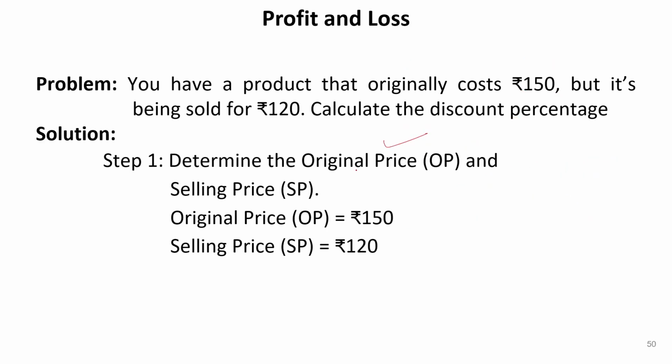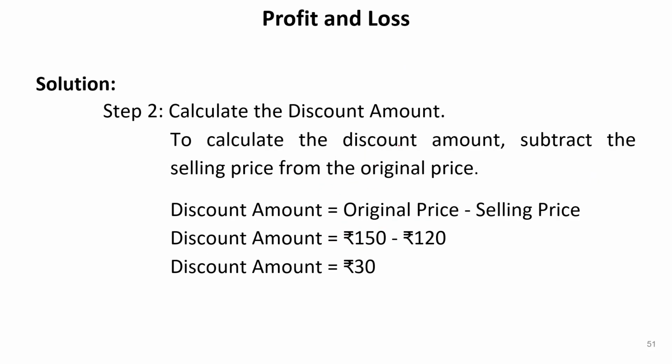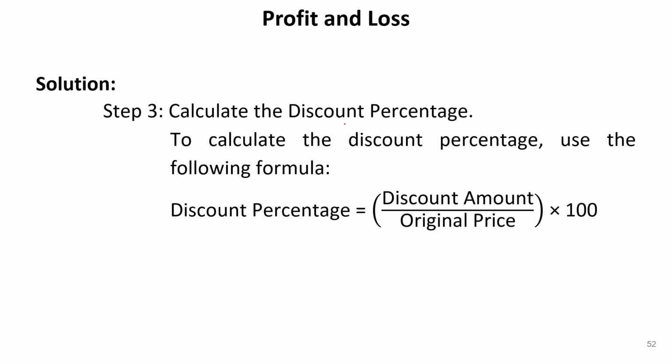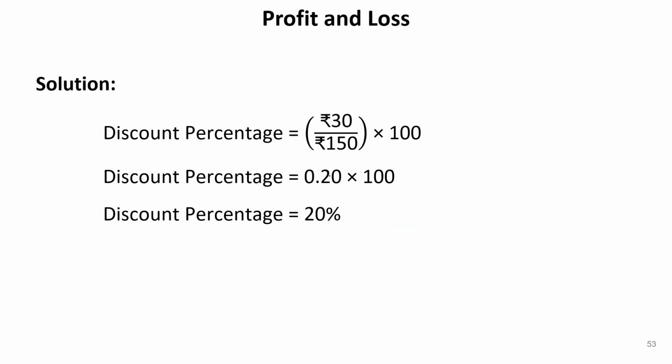So determining the original price and selling price. Original price is equal to 150, selling price is equal to 120. So calculate the discount amount. The discount amount was 30 rupees. To calculate the discount percentage, use the following percent formula, that is discount amount by original price into 100. So the discount will be what? 0.20 into 100 is equal to 20%.